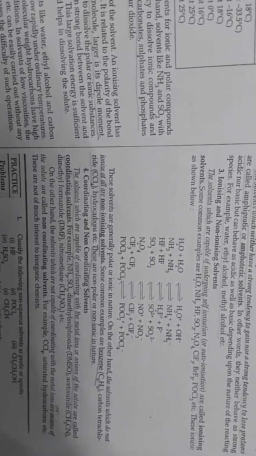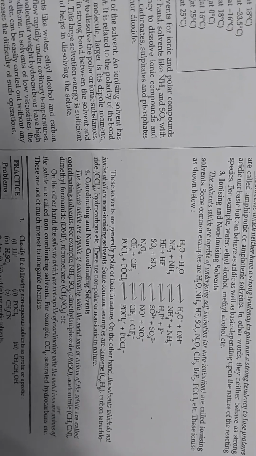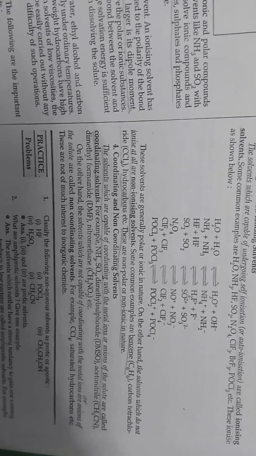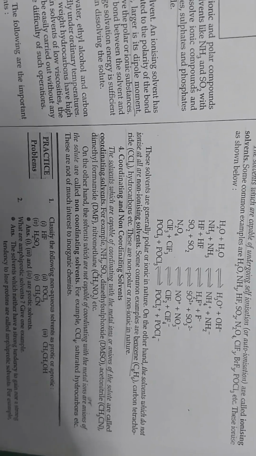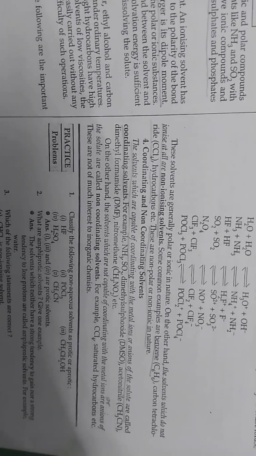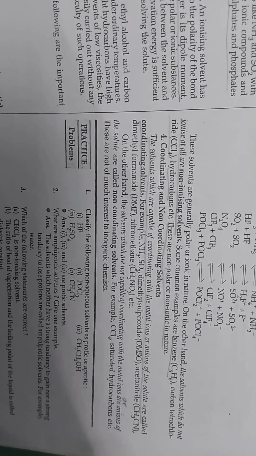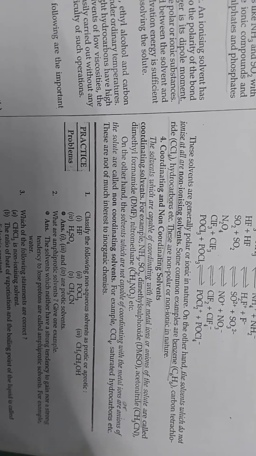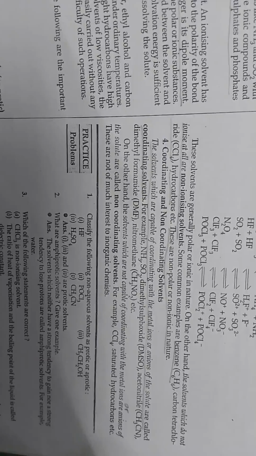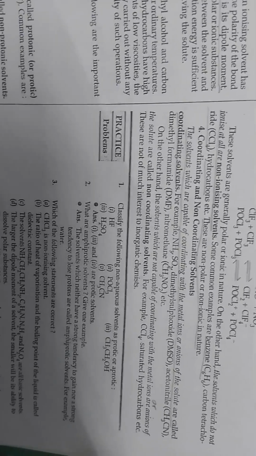N2O4 gives NO plus and NO3 minus. ClF3 and ClF3 gives ClF2 plus and ClF4 minus. POCl3 and POCl3 gives POCl2 plus and POCl4 minus. These solvents are generally polar or ionic in nature. On the other hand, the solvents which do not ionize at all are non-ionizing solvents. Some common examples are benzene, carbon tetrachloride, hydrocarbons, etc. These are non-polar and non-ionic in nature.